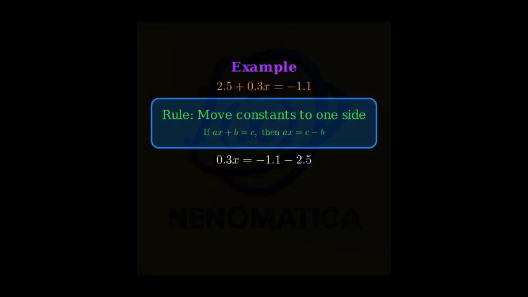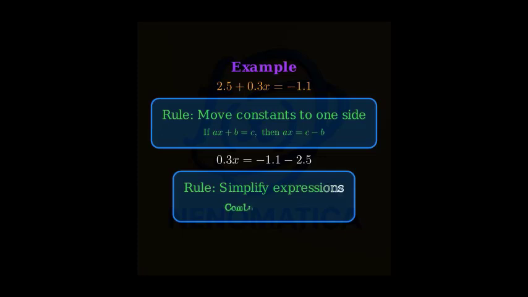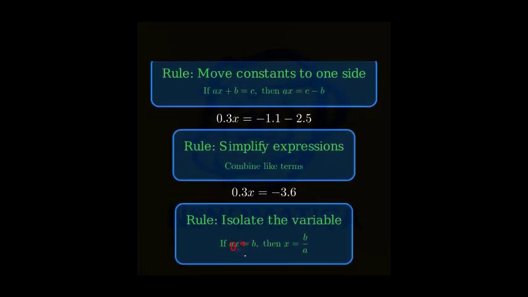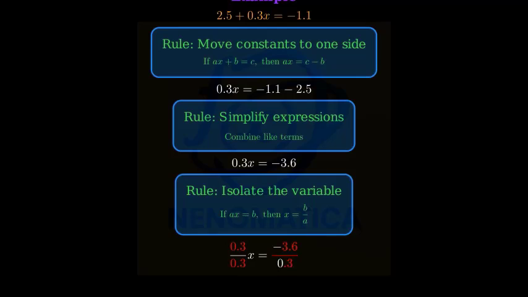Next, let's simplify the right side by performing the subtraction. Negative 1.1 minus 2.5 equals negative 3.6. So, our equation becomes 0.3x equals negative 3.6. Now, to isolate x, we need to divide both sides by the coefficient of x, which is 0.3. So, we have x equals negative 3.6 divided by 0.3.